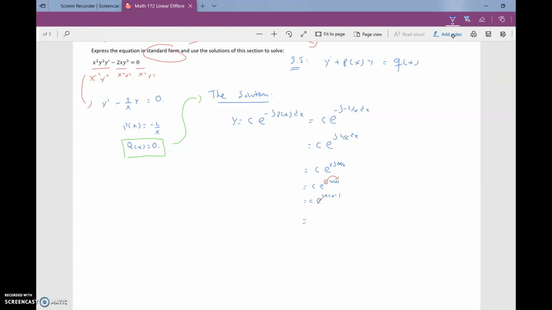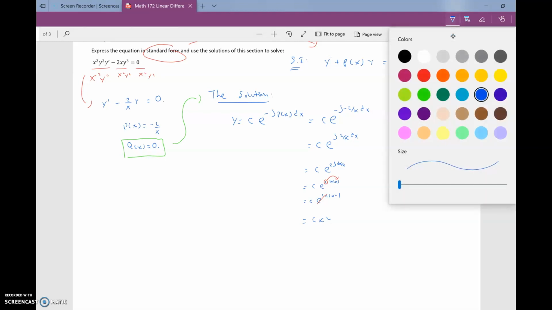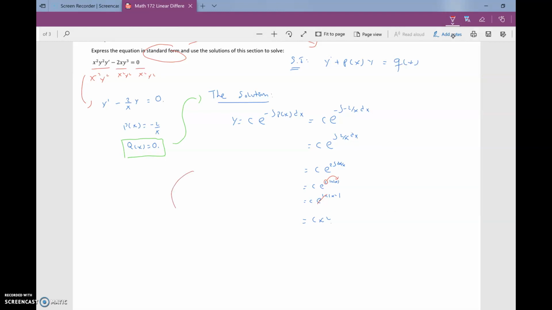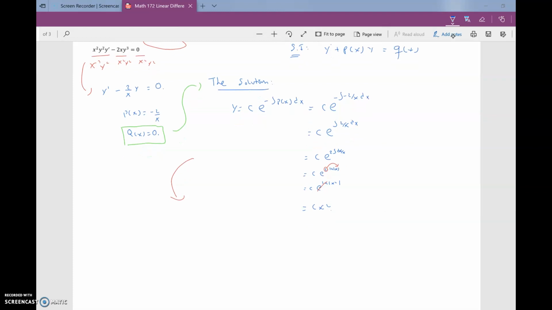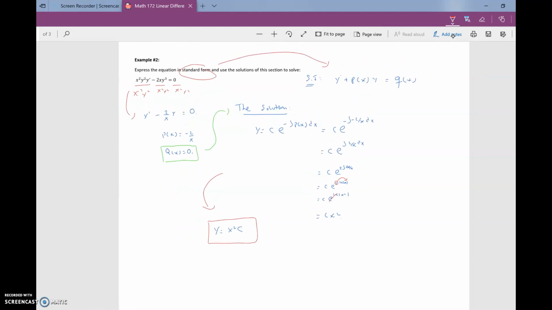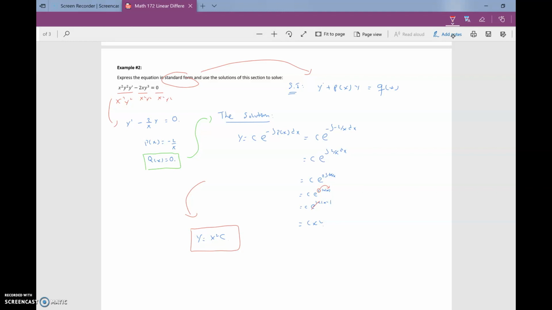So this is equal to c x squared, or, well, if we rewrite it in this form as a final solution, y is equal to, I think we wrote the other one as x squared c. That would be the final solution for this one. And I'm just rewriting it in standard form so we can apply the formulas.